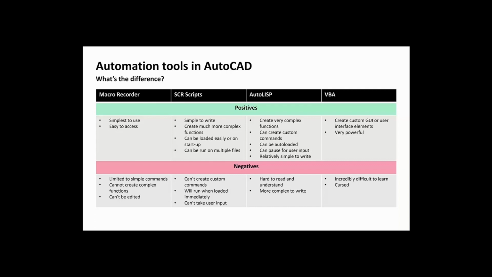AutoLisp allows us to create incredibly complex functions. It can create custom commands, which can be really handy. It can be auto-loaded, and what I mean by this is you can basically add it to your startup suite. So if there's a number of functions or commands that you've created for yourself, you can have that load every time you open up AutoCAD, and then you just have to type in whatever command it is you created. It can pause for user input, and it is relatively simple to write.